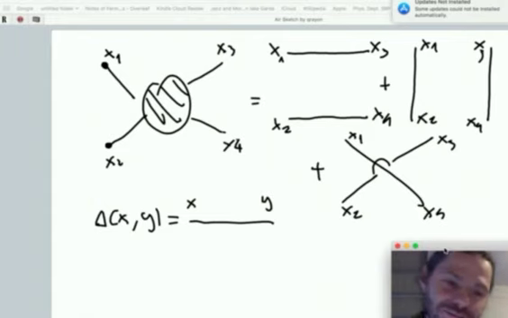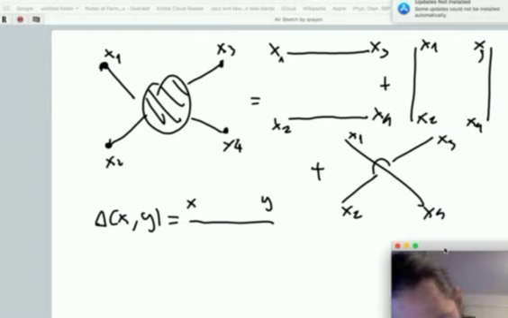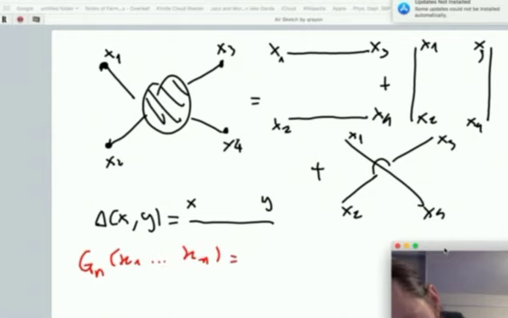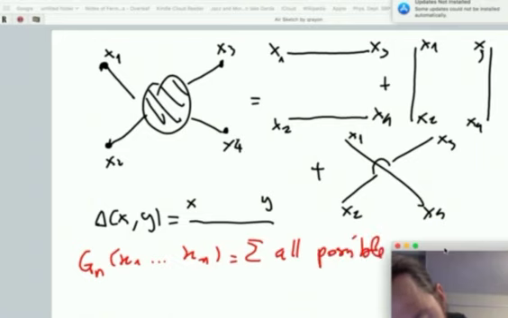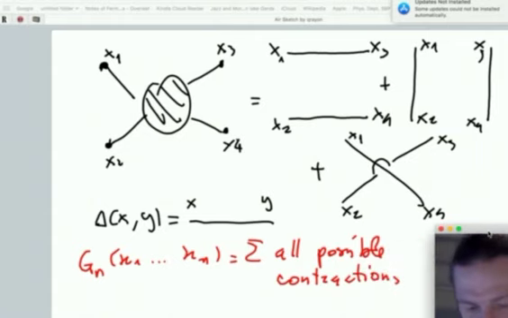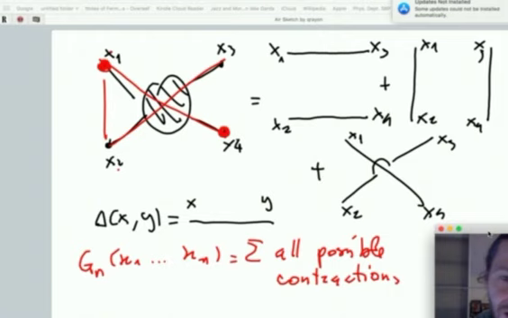Using a more field theoretical language, we have learned that the Gn is the sum of all possible contractions. And the word is: take a pair and join it by a line. And that line will represent one factor of, in this case, delta of x1 minus x4. In this case, delta of x2 minus x3. In this case, delta x2 minus x1, and so on and so forth.